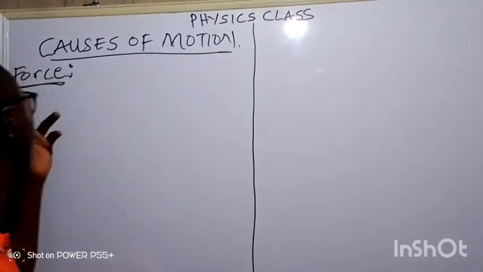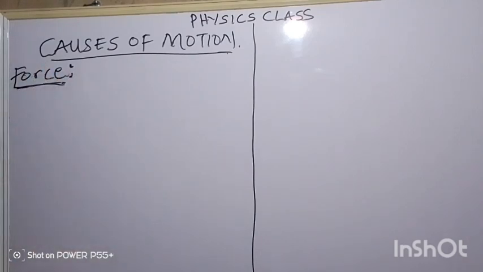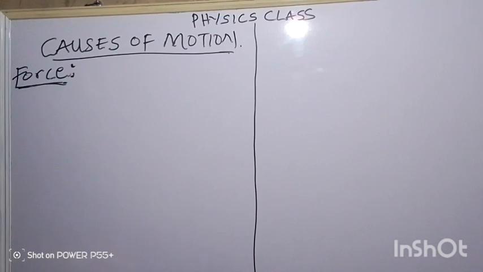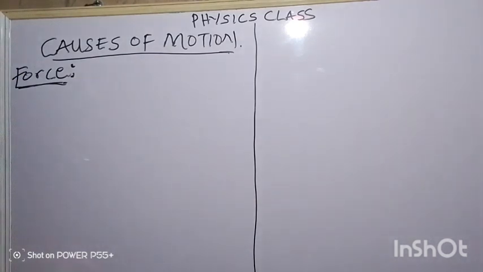Now for today, causes of motion. And the cause of motion is force. The first thing we are going to look at is the definition of force. What is force? Force can be defined as that which changes a body's position of rest or uniform motion in a straight line with time. That is, a body can be at rest, and force can change its position. Or if it is in uniform motion on a straight line, force will change the state of motion with time.